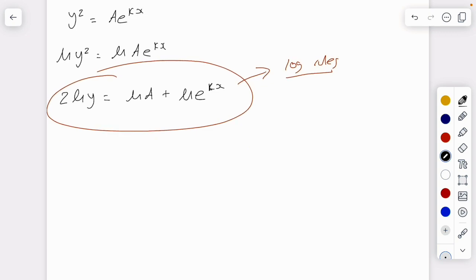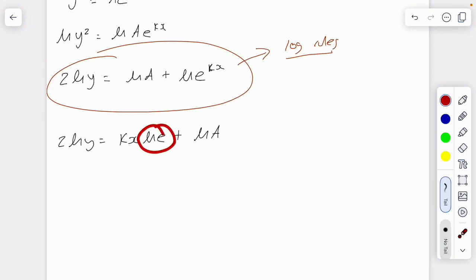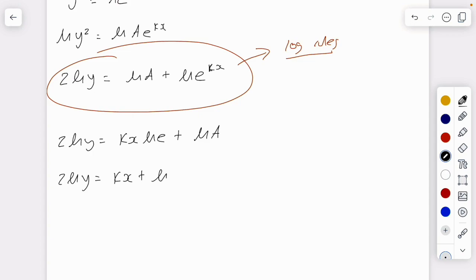Fine. And we can take this one step further. We can say 2 ln y is equal to kx ln e, plus ln a. Alright, so what's ln e? Ln e is 1. So what we've got is 2 ln y is equal to kx plus ln a.